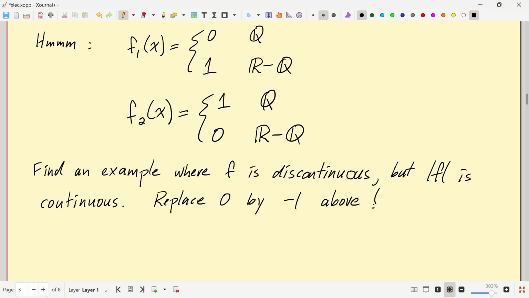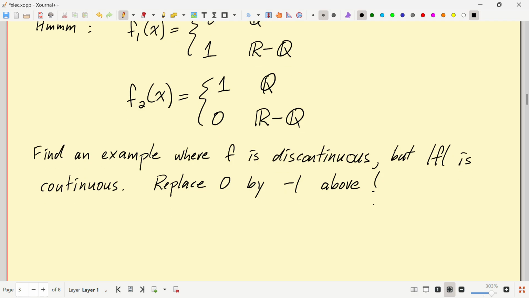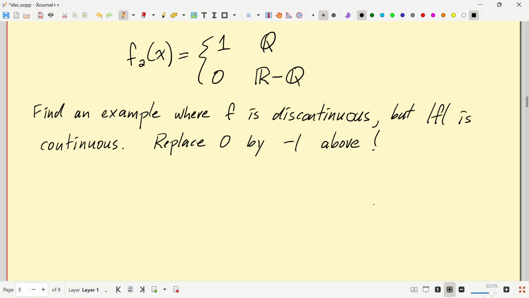And you can always do tricks like that. Like I could have something be x squared when x is rational and minus x squared when it's irrational. Then it would look like it's bouncing around. But when you take its absolute value, it would always be x squared. Stuff like that.